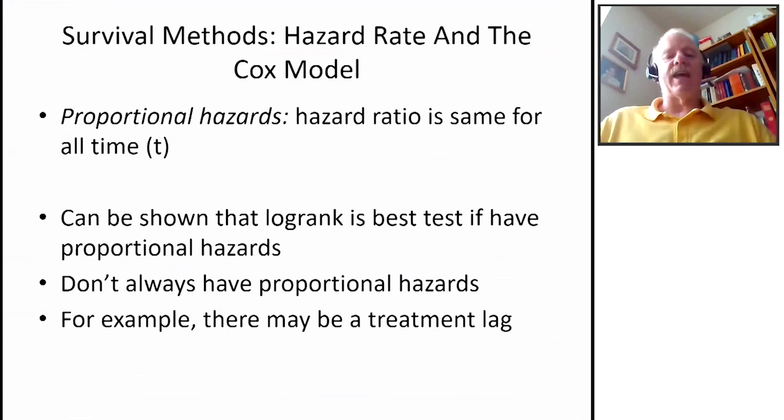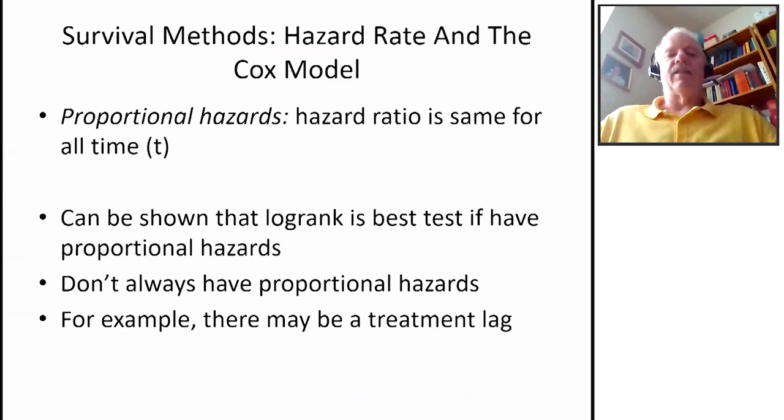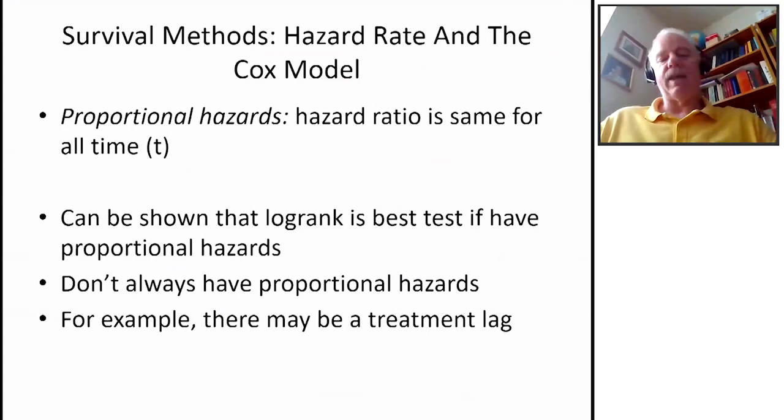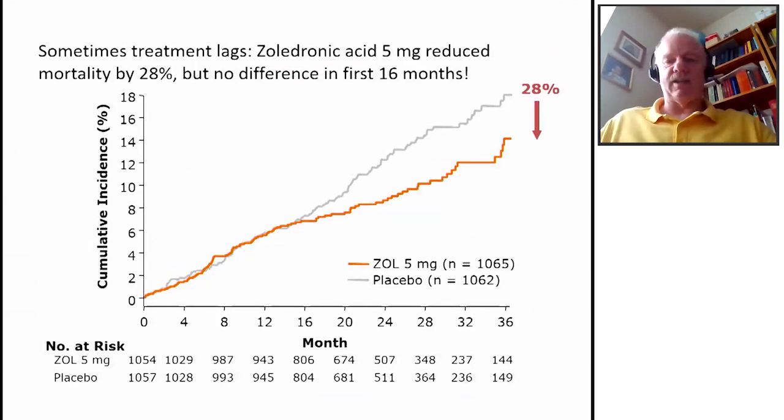And if the proportional hazards assumption is met, then you can show that this log rank test is the best possible test. So that's great. That's what we usually do. We usually do the log rank test. In some situations, we don't have proportional hazards. So for example, there might be a treatment lag. It might take time to actually see a treatment effect.